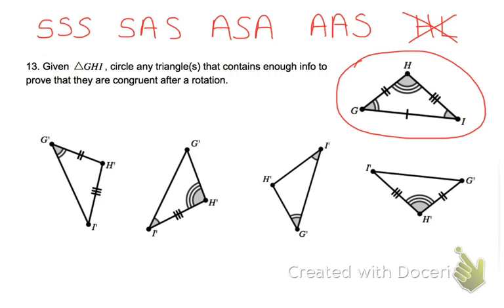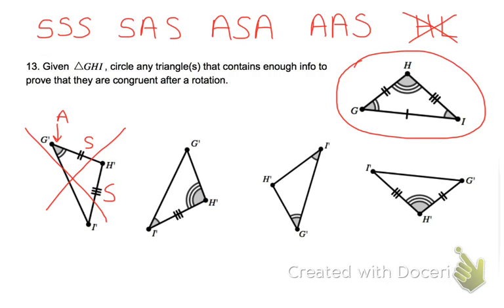So what I'm going to do is look at the first picture right here, and see if that one is congruent according to one of those congruency postulates. Here we have an angle, a side, and a side. That is not one of our congruency postulates, so we cannot prove that that triangle is congruent after the rotation.